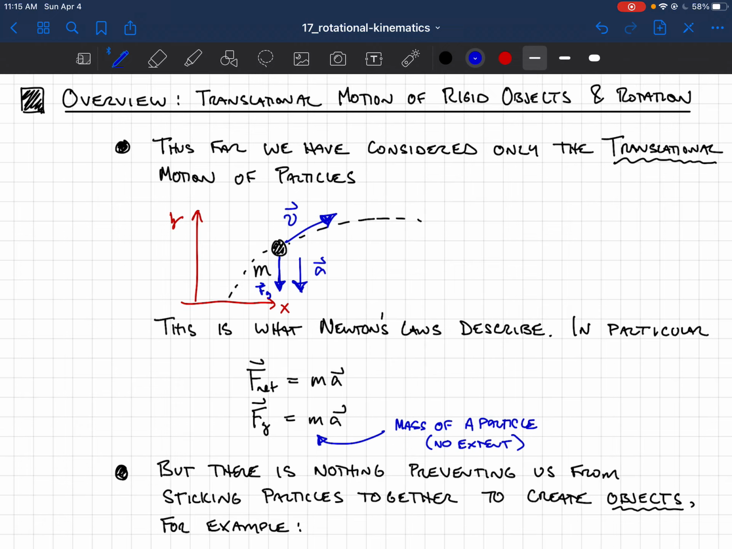What I'd like to do in the next few minutes is to talk about how we can use those laws to talk about objects, so objects with some extent. And it's actually pretty simple to move from Newton's laws for particles to Newton's laws for an object. And then we can immediately start to talk about rotation.